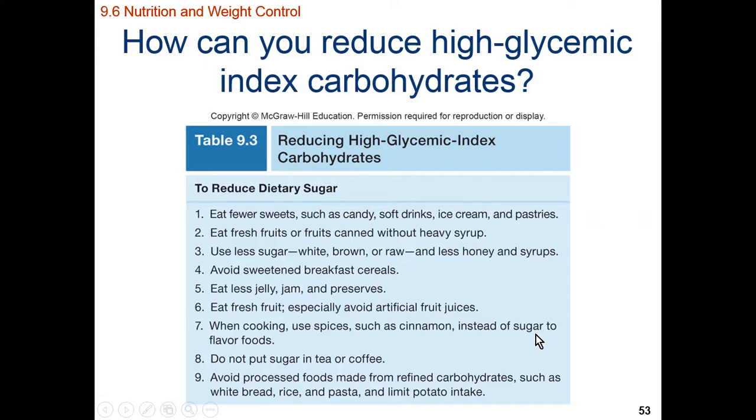So if we want to reduce the glycemic index of somebody, we should eat fewer sweetened foods or refined foods, and we should focus on unprocessed fresh fruits or canned fruits that don't have the heavy syrup. Focus on light syrup or no syrup. Don't use as much sugar, or other refined honey sugars as well. We should also add maple syrup to that list as well.